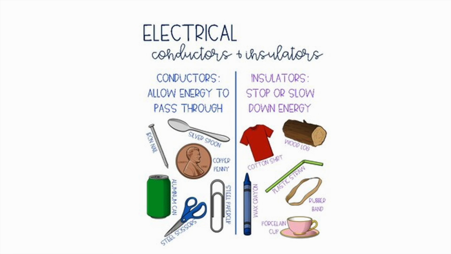An insulator is something that stops or slows down energy. Anything that allows energy to pass through is considered a conductor. So we have a lot of metal items here. Typically, metal items conduct electricity. That's why a lot of your electronics, if you notice, have a lot of metal inside, not just on the outside, but on the inside.